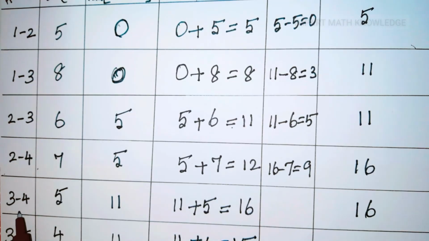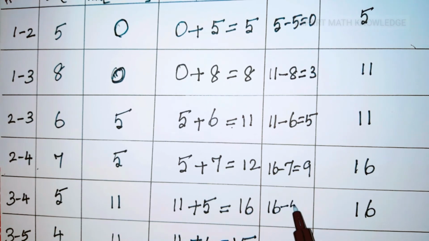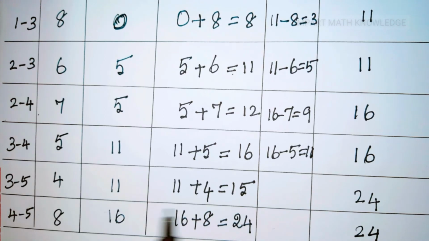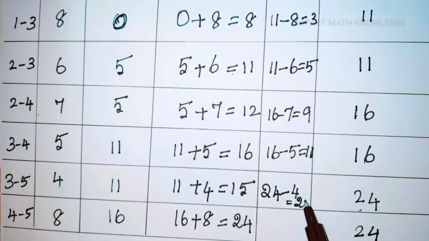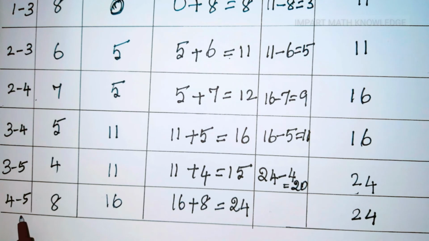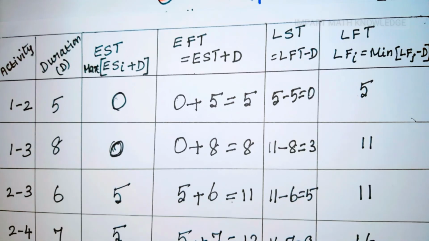For the activity 3 to 4, LFT is 16, duration is 5, 16 minus 5 is equal to 11. For the activity 3 to 5, LFT is 24, duration is 4, so this is equal to 20. For the activity 4 to 5, LFT is 24, duration is 8, so this is equal to 16. In this manner, we have to compute time estimates in CPM.